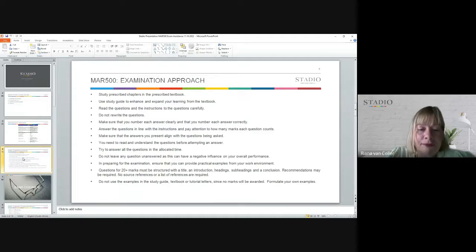If there are any questions that are 20 marks and more, they must have a title, an introduction, headings, subheadings, and a conclusion. So, even if not, if you have a longer question, make sure that you are very clear and structured, so that if someone marks your work, they can clearly see all of the points that need to be taken into consideration. And do not use the examples that are in your study guide, your textbook, or your tutorial letters, because you won't get any marks for it.